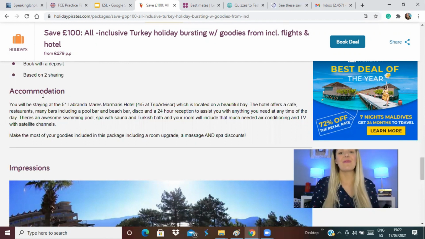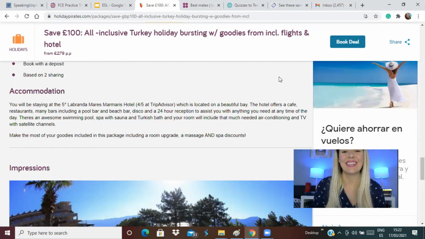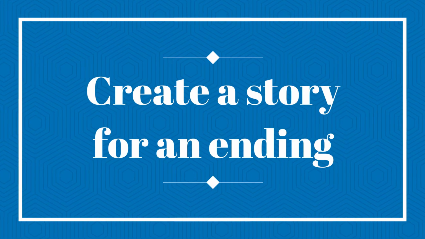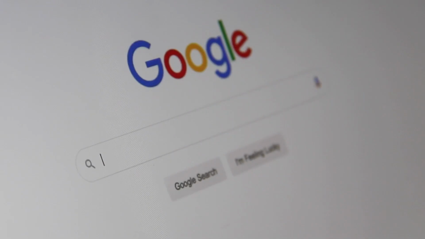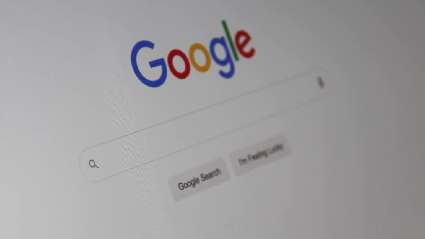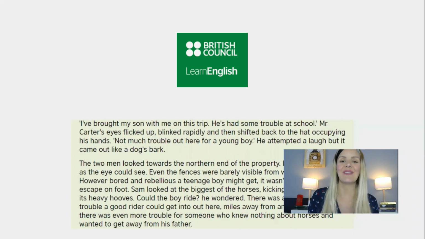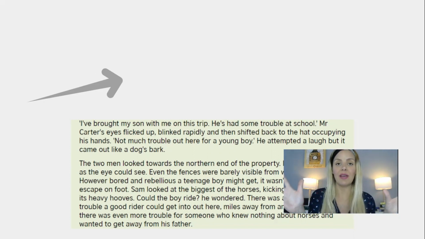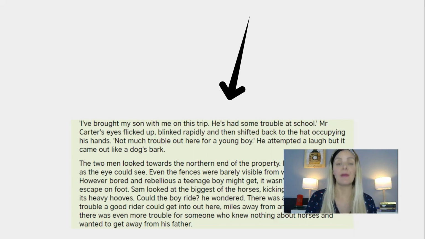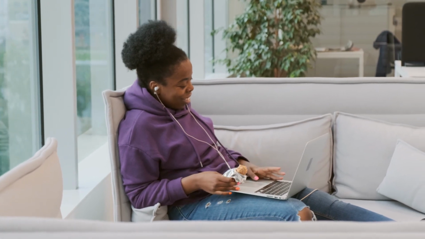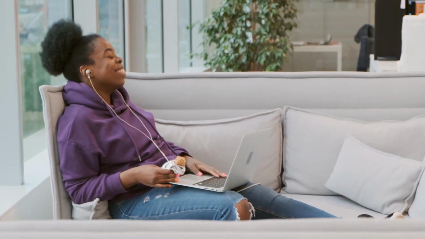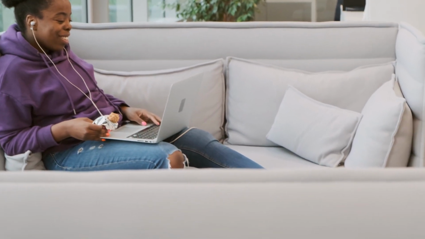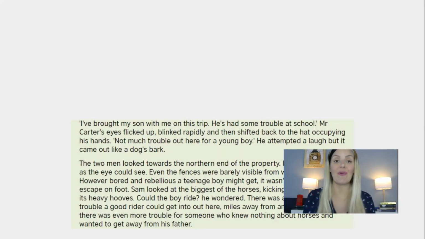Okay, and finally, we've got our activity number 5. Create a story for an ending. So for this one, again, you just go on Google, you look for a story. Again, I'm using a British Council story here, and you're just going to pick the ending of the story. As you can see, there is a blank space there, and then we can see the ending of the story. So what you're going to do is ask your student to read the same again, pronunciation and intonation, and also they are going to try to comprehend what is happening, and they will have to create a story for the ending.